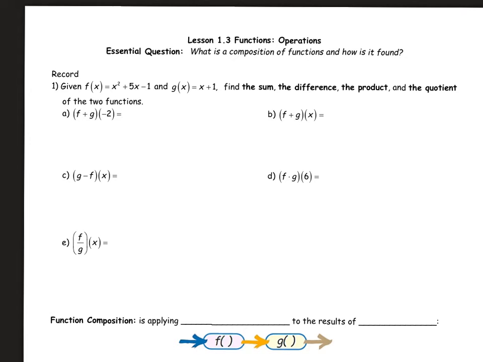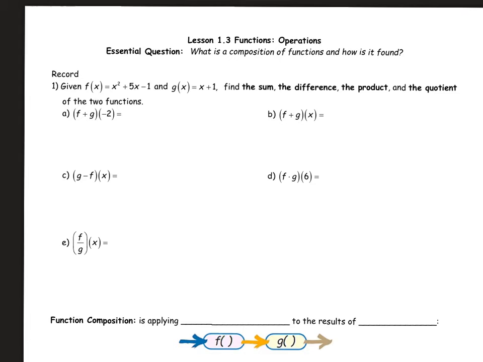Hi all, welcome to our third lesson in our functions unit. Today's lesson is on operations. Our essential question is, what is a composition of functions and how is it found? So we're going to start talking about a new operation, which is a composition today. So we're going to do some old stuff today.